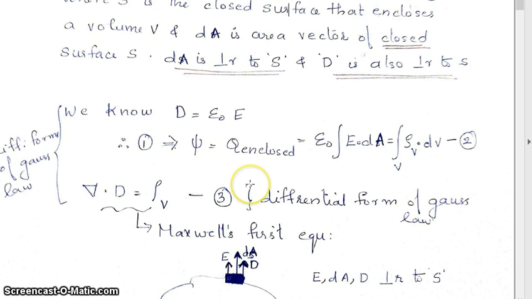We know D equals epsilon 0 E. If you substitute that equation, we will get psi is equal to Q enclosed is equal to epsilon 0 integral E dot dA, which is equal to rho v dV, which is another form of Gauss law. Then also we can write del dot D is equal to rho v, which is the differential form of Gauss law, or otherwise Maxwell's first equation.